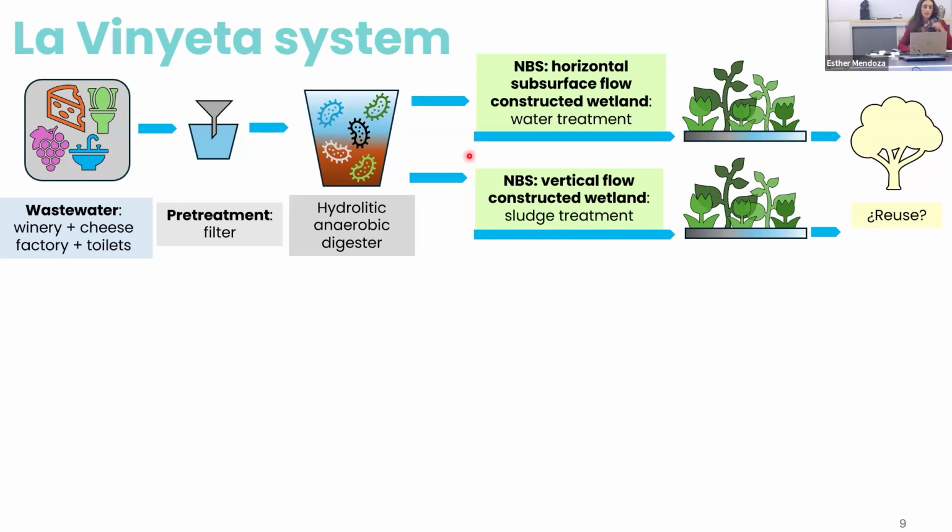And then the solid part that settles in the reactor, from time to time, we send it to the vertical flow, in pulses. And it's also treated. In this case, it's mainly aerobic, and then we have some anaerobic conditions in the down part. And we are evaluating the possibility of reusing this treated water to water some olive trees or other trees that they have there in La Viñeta. And also we would like to evaluate if the treated sludge can be applied as fertilizer.